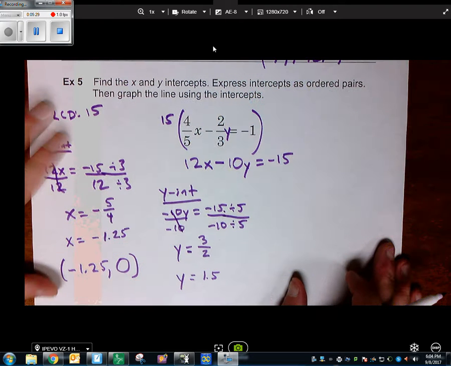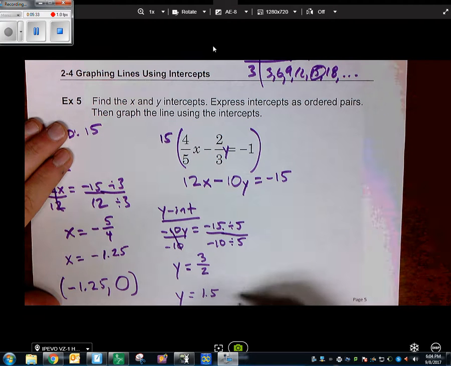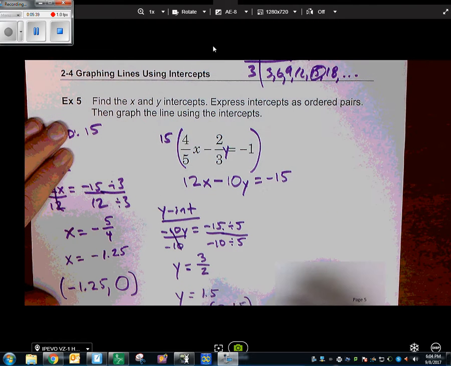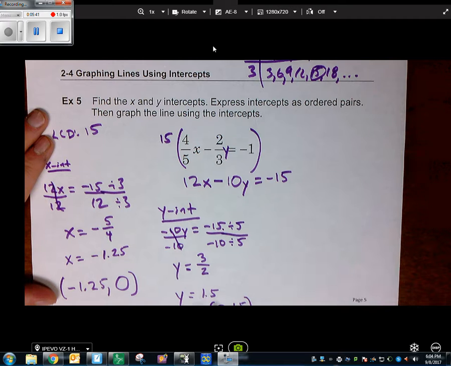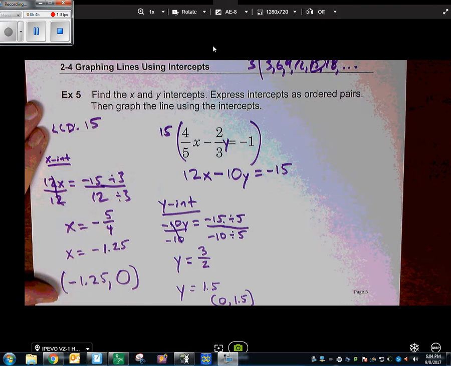Now, what does that mean for my point? My point, my y-intercept, is going to occur at 0, comma 1.5. If I'm doing the y-intercept, my x is always 0.